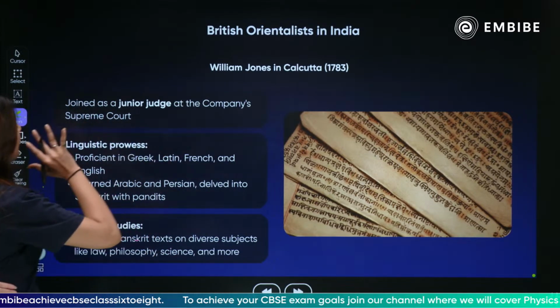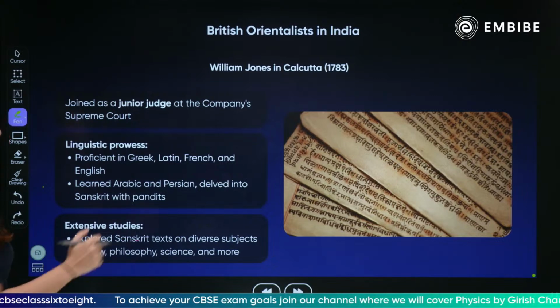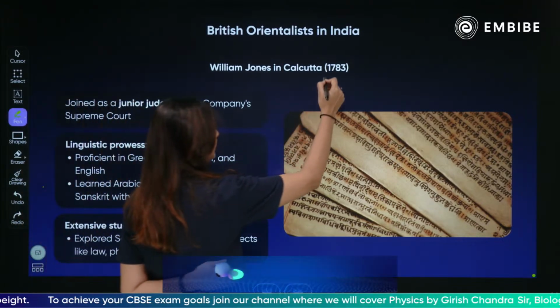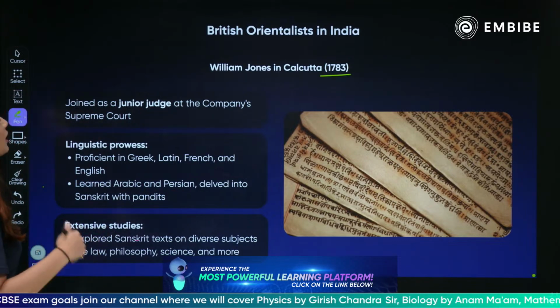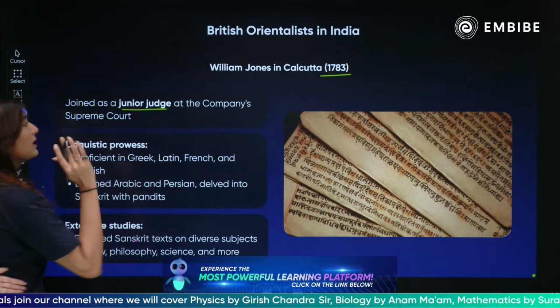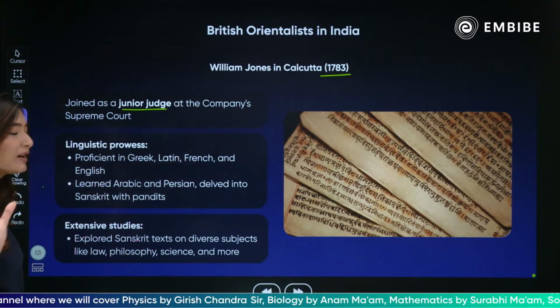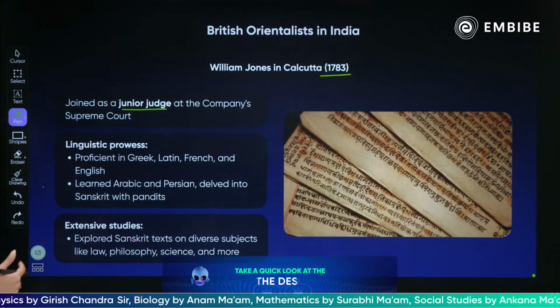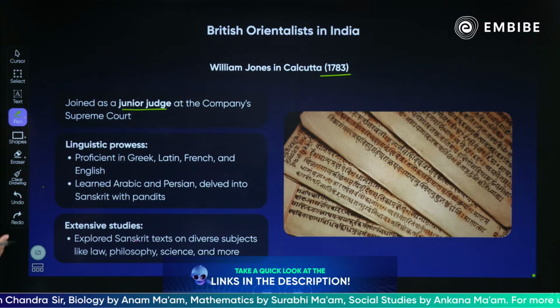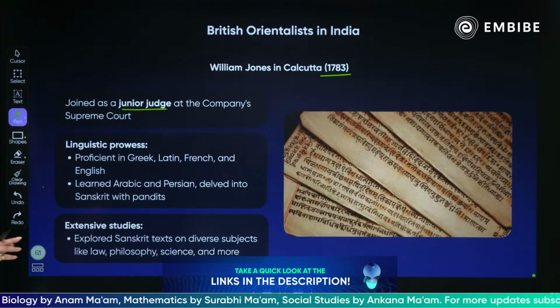तो अभी यहाँ पे क्या है? Company जो rule करी थी, and because we are talking about 1783. So company had its courts also, judiciary also used to exist. So he was a junior judge over there. So in simple words, William Jones was a judge. वो एक judge थे. Linguistic prowess की बात करें, so he was very proficient in Greek, Latin, French and English.